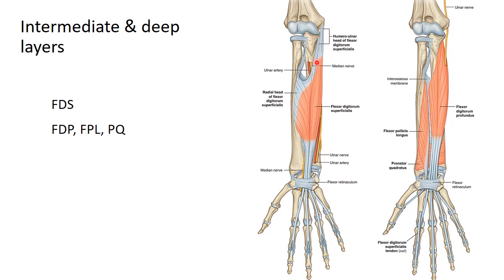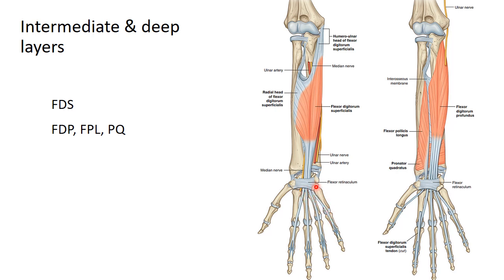So this is the humeral ulnar head, while the radial head takes origin from the middle third of the oblique line of the shaft of the radius. Remember the oblique line was the anterior border of the shaft of the radius. These two heads converge and make the belly of the muscle, which converts into the tendon. The tendon splits into four parts.